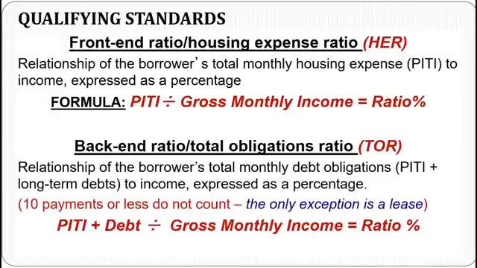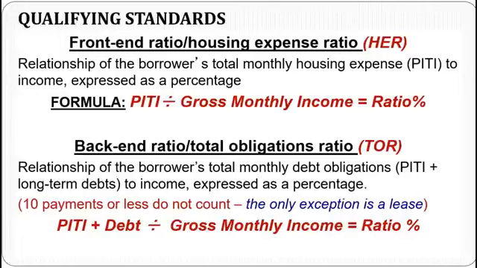For the back end, or what they call the TOR, total obligation ratio, you're going to take the PITI plus their debt. And remember, you're only going to be counting debt that will show up on the credit report, not things like the soccer dues or all of that stuff. There's two things you have to remember about the back end. If it's credit with 10 payments or less, you don't count it. Unless it's a lease. If it's a lease, I don't care if it has 1 payment or 100 payments, you have to count it every single time.